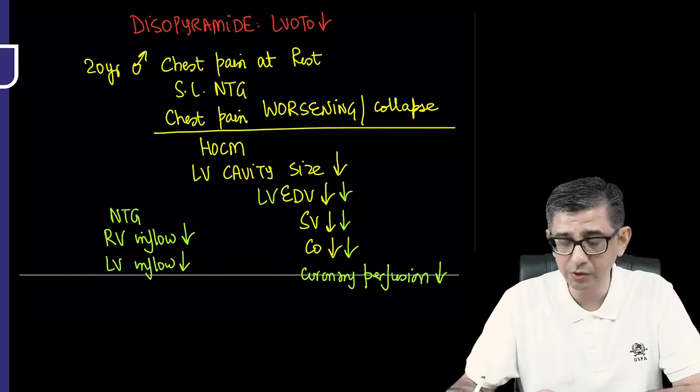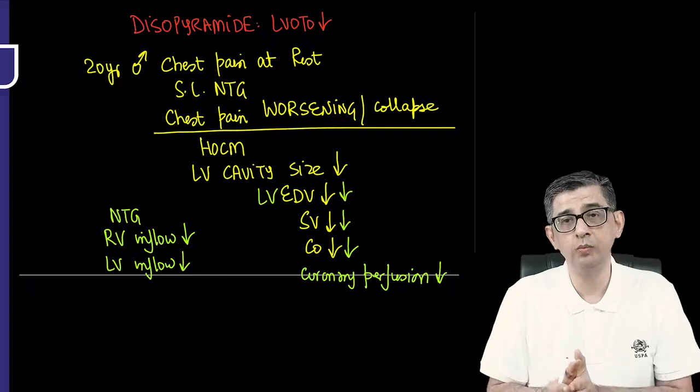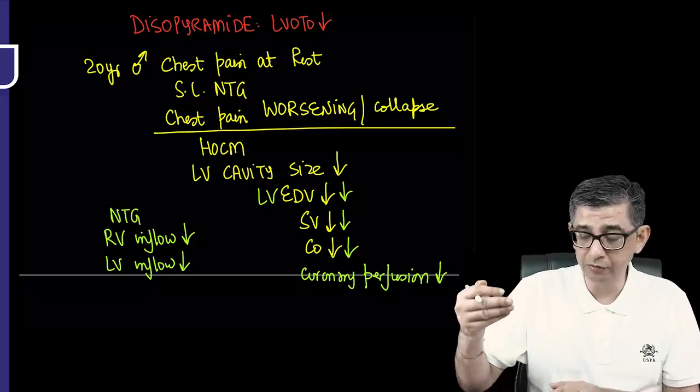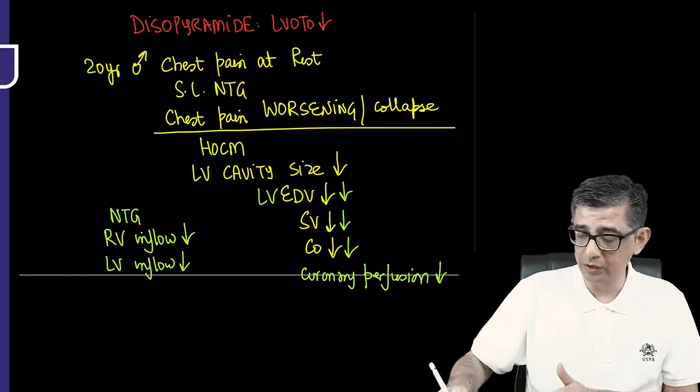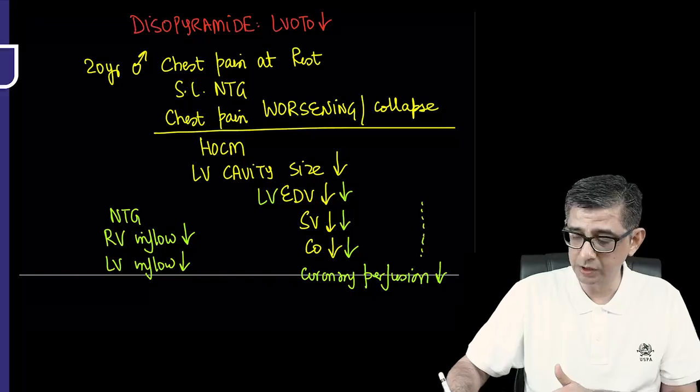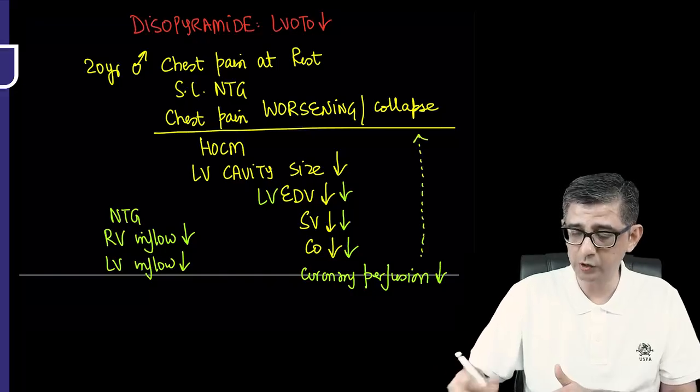So you can see I put two arrows here to signify that the amount of blood coming to the left side of the heart has been further compromised. This is decreasing the coronary blood flow, and that is causing a worsening of this patient, that is causing a collapse of this patient.